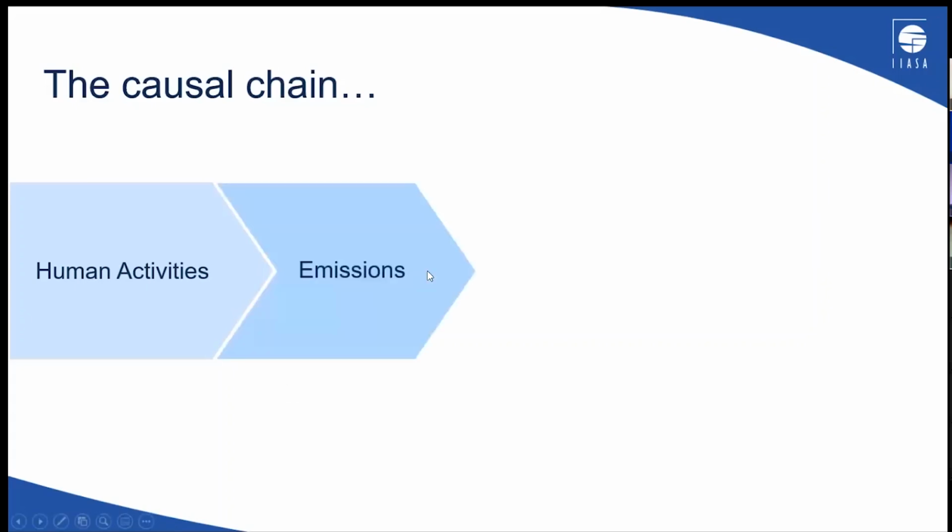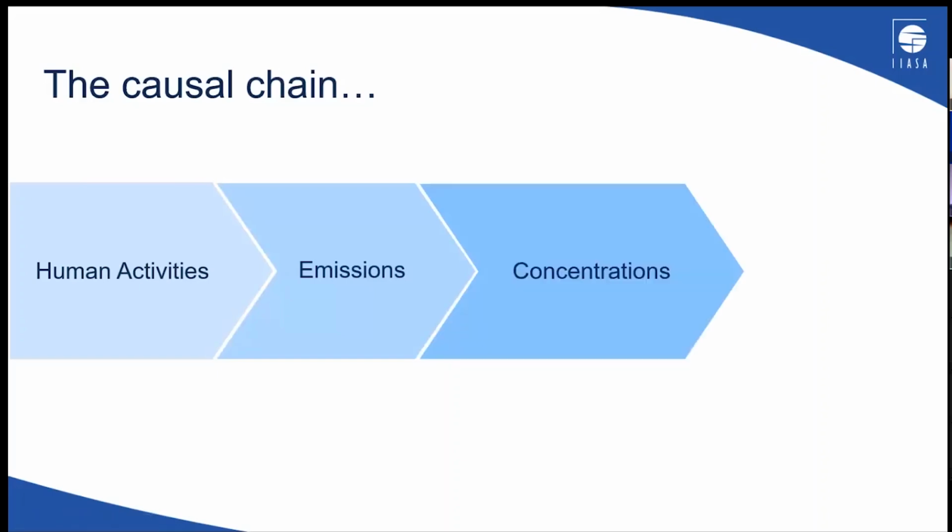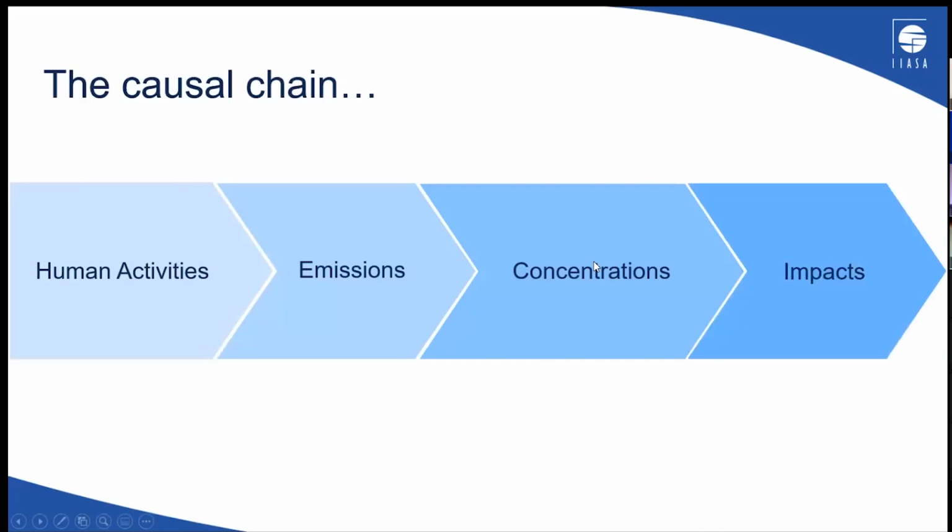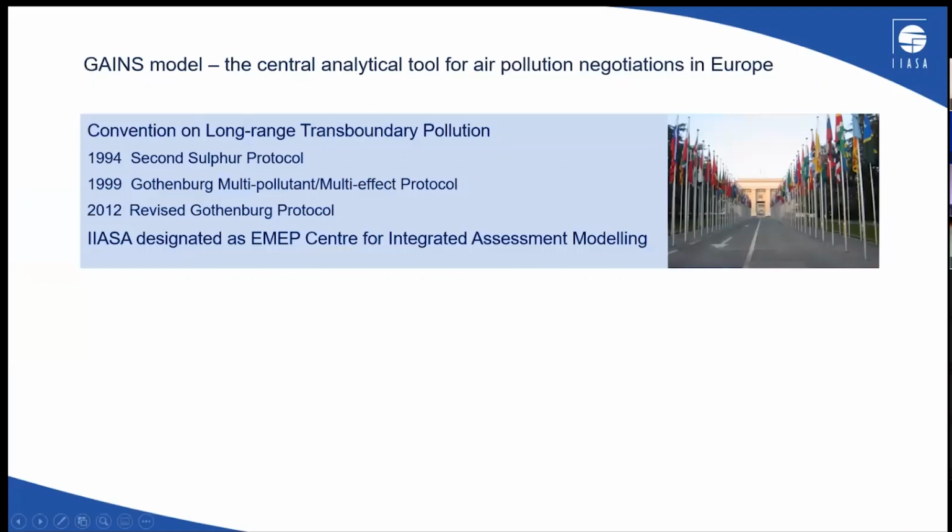And once we have emissions, then we can calculate the concentration using some sort of model, an atmospheric chemistry transport model. And once you have calculated the concentration, then, for example, for the health impact, you can use the relative risk factors and calculate the health impact.